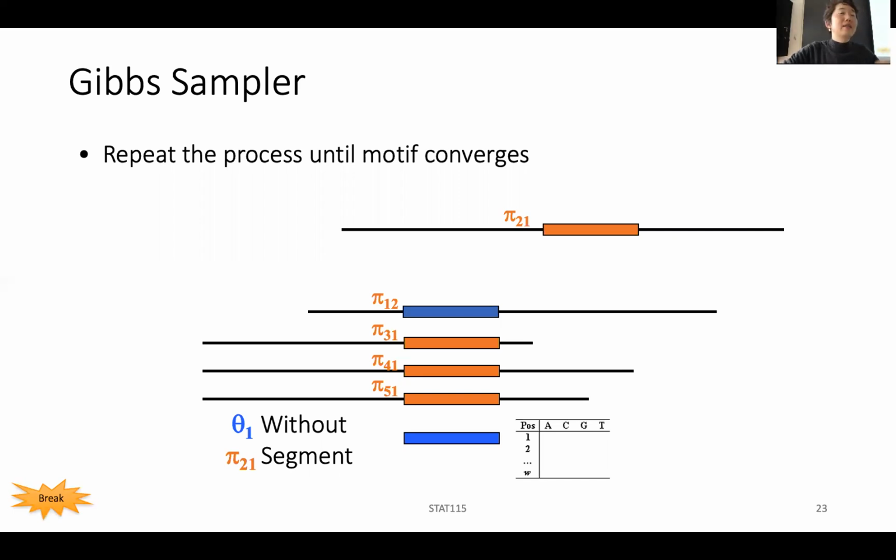Question about the process. Yes. So this is if you don't know what motif you want? You don't know the motif. It's completely random, and magically, it will converge on a motif.